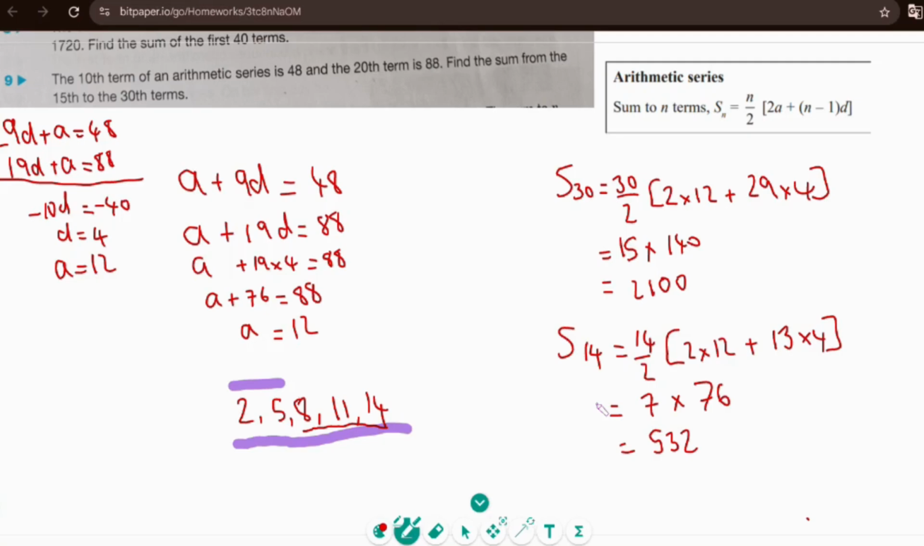So my final answer would be 2,100 minus 532. 1,568.